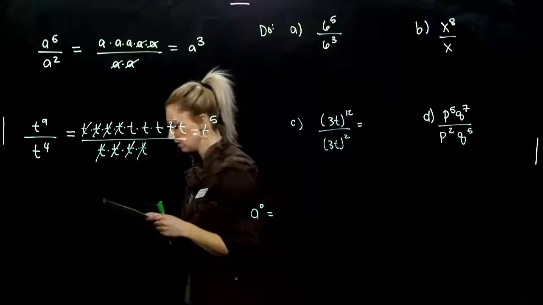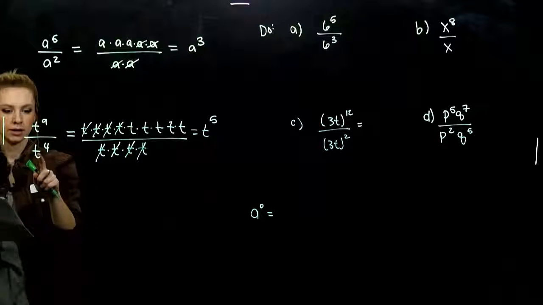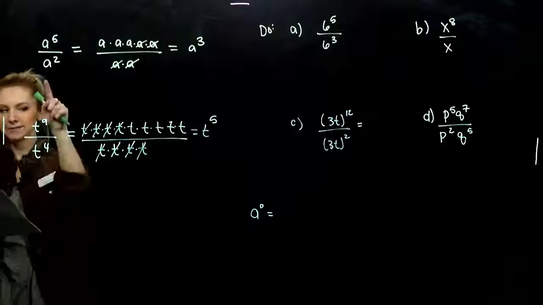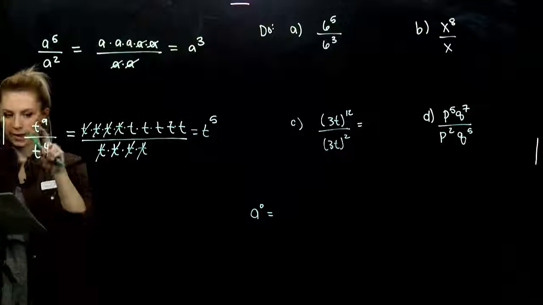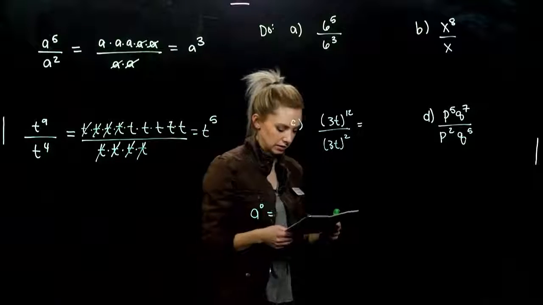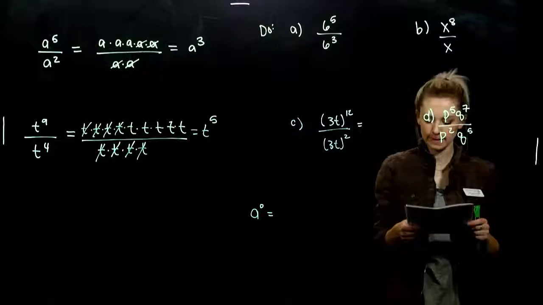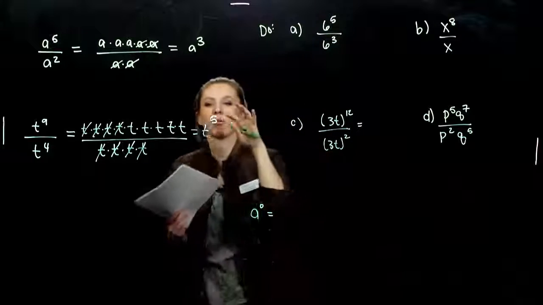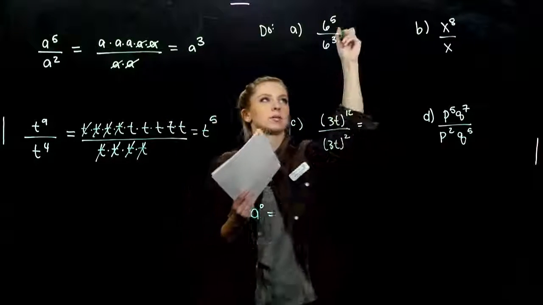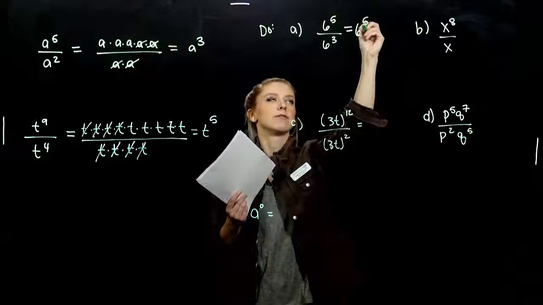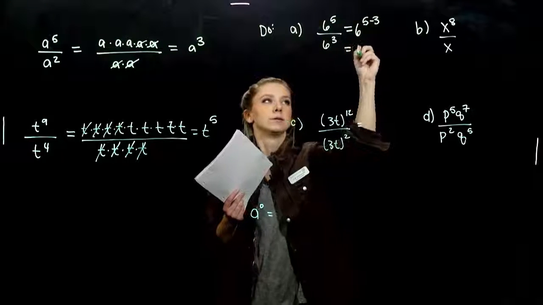So for any non-zero number a, or any non-zero base, if we have the division, we look at subtracting the 2 positive integers. Okay. So let's start using that now to simplify these without writing out all of the factors. So we've got the same base, and we have division. So this is going to be 6 raised to the 5 minus 3, which is 2.